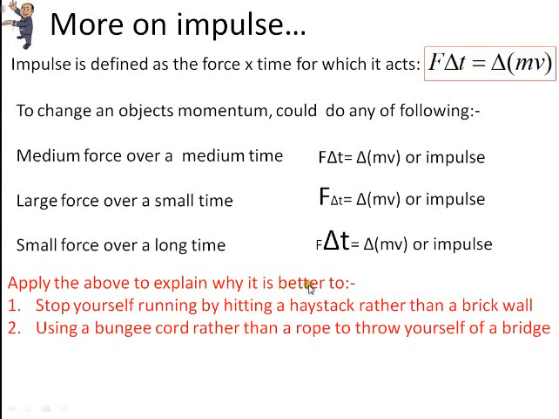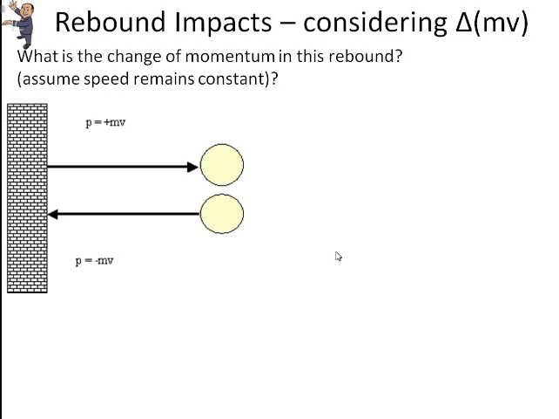Apply the above to explain why it is much better to stop yourself running by hitting a haystack rather than a brick wall, and using a bungee cord that stretches rather than a rope that doesn't particularly stretch to throw yourself off a bridge. If you stop and think about both of these examples, you want to be using the final thing here to describe them. So you're using a smaller force over a longer time in both of those examples. Okay, let's just put some numbers on this.